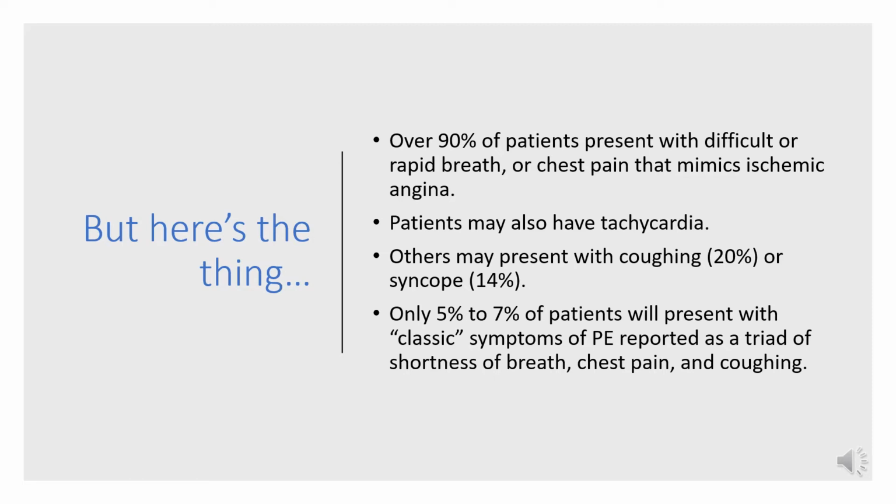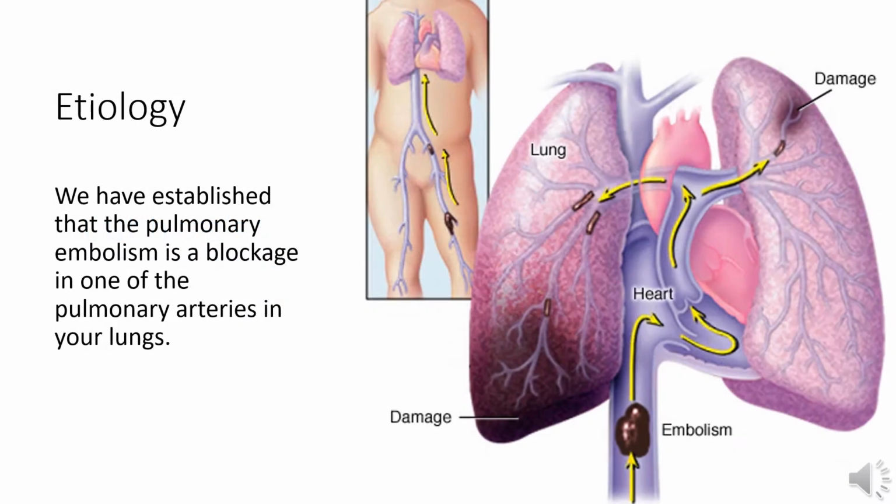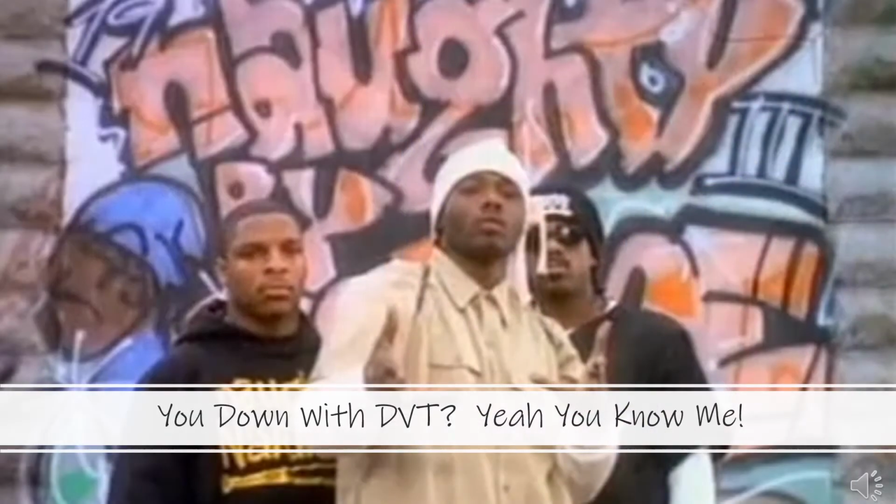and coughing. We have established that the pulmonary embolism is a blockage of one of the pulmonary arteries in your lungs. But what causes this blockage? DVT.